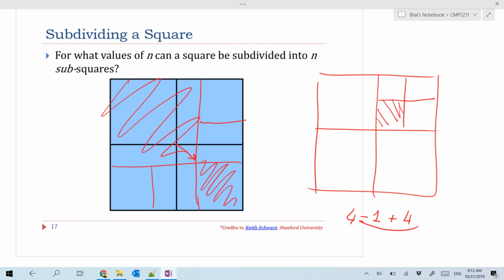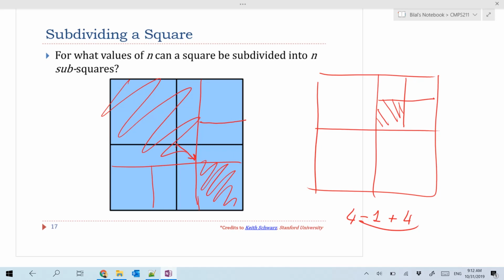Once you start adding 3 each time, you can get to 7, to 8, to 9, and so on and so on. We had 1, we subtracted 1, and we added 4. So this is why we ended up with 4, and we cannot reach 2 and 3.